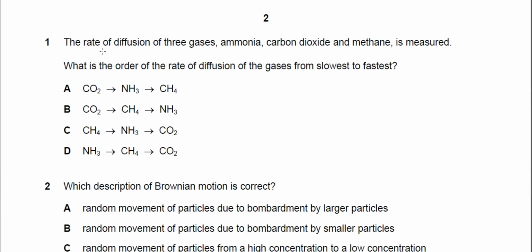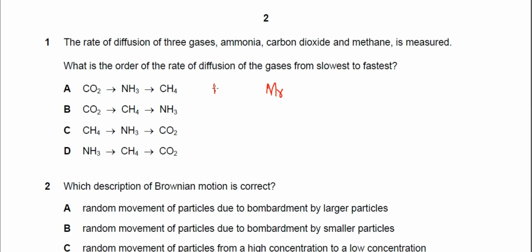You can see that the rate of diffusion of three gases, ammonia, carbon dioxide and methane, is measured. What is the order of the rate of diffusion of the gases from the slowest to fastest? So here the main concept is the Mr. You know that the rate of diffusion is related to the molecular mass, Mr. If the Mr is greater, then the rate of diffusion is less, an inverse relation. If the mass is less, then the rate of diffusion will be more.